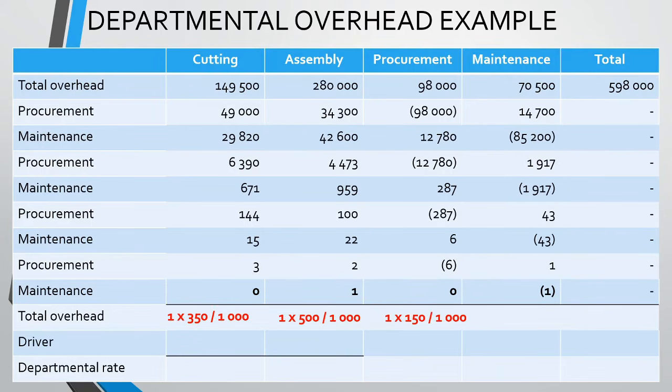We now reallocate the 1 rand from the maintenance department using the same proportions of 350 over 1000 for cutting, 500 over 1000 for assembly, and 150 over 1000 for procurement. However, notice that because of rounding, I have allocated the entire amount to the assembly department. Nothing has been allocated to the procurement department. Now, both our service departments are empty, and we can end this process.